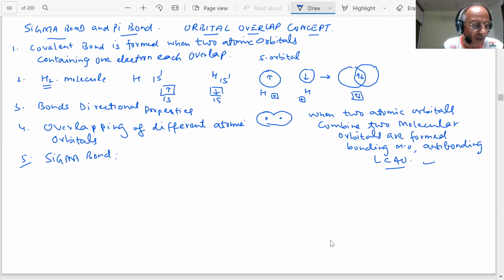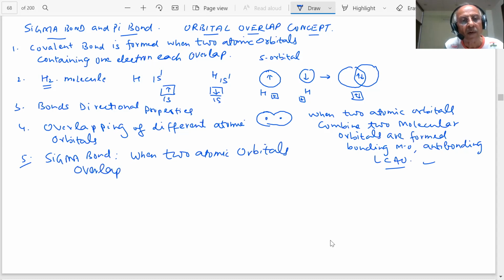So a covalent bond is a sigma bond when the two atomic orbitals overlap head on. This is called head-on, student, or it is also called along the same axis. Now I will show you a diagram of that.